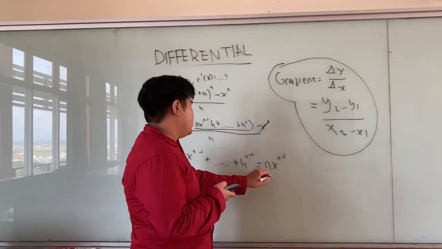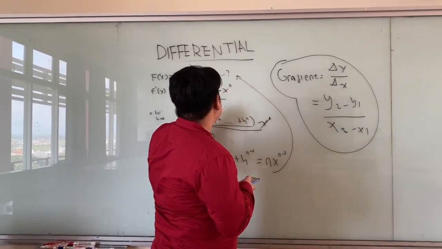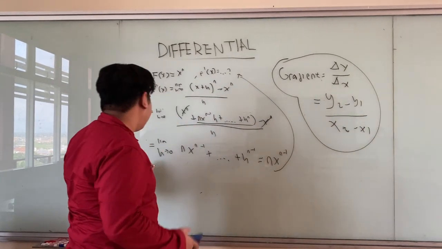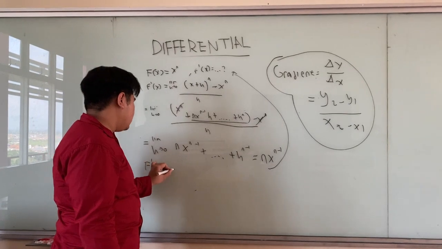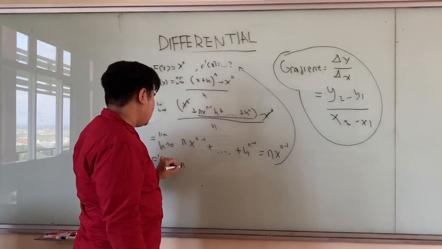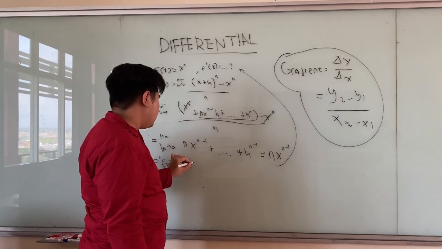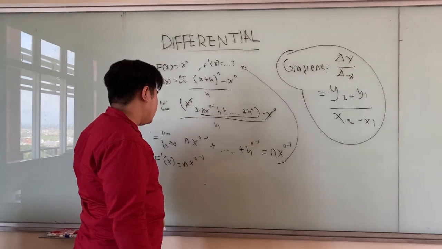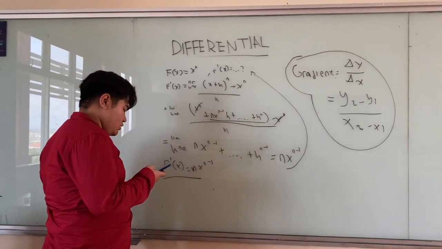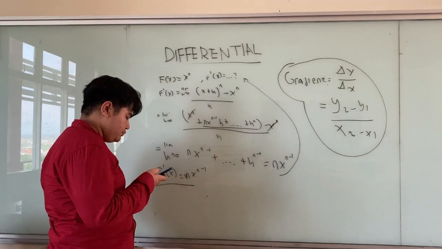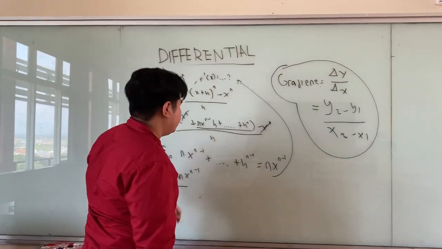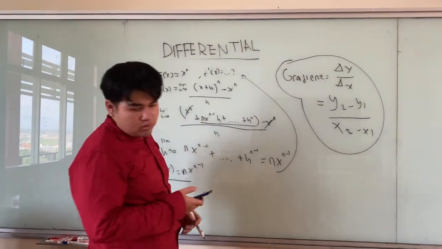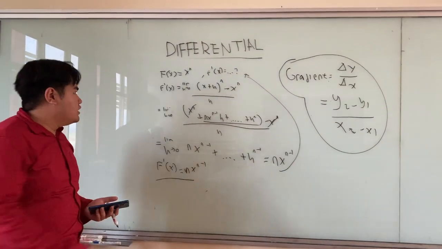So here, f'(x) is n x power n minus 1, like that. So this is the more complicated way. We can put it into application for a more simple version like this.